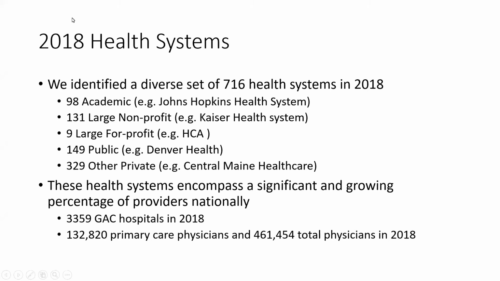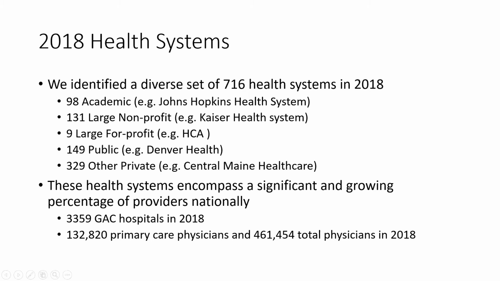So let me just tell you a little bit about what it is that we've identified, and then show you some summary statistics about it, and then really get to how care was provided. So we found 700 odd health systems. Remember, a health system is, you can be in a system or you can be not in a system. So we identified 700 odd health systems in 2018. The vast bulk of hospitals are in health systems.